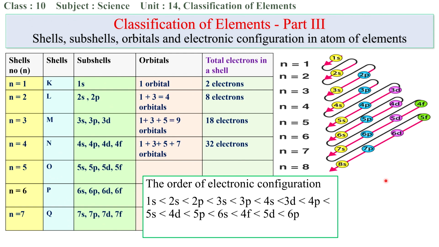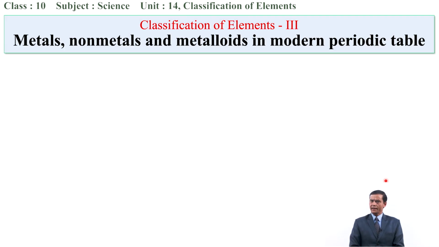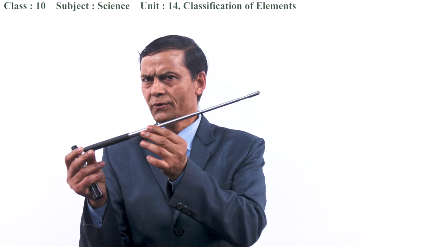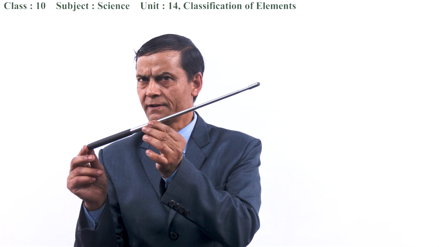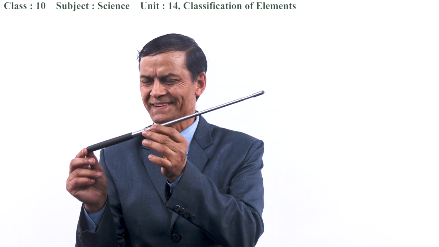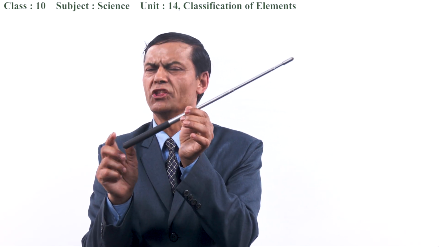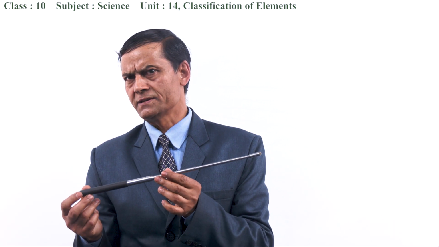Dear students, now in the classification of elements, these elements are classified into metals, non-metals and metalloids in the modern periodic table. Do you know what metals are? I have some items. Look here, here is a stick. Which part is metal, which is non-metal? Can you identify? Sure, definitely. This part is metal and this part is non-metal. How did you identify metal and non-metal?